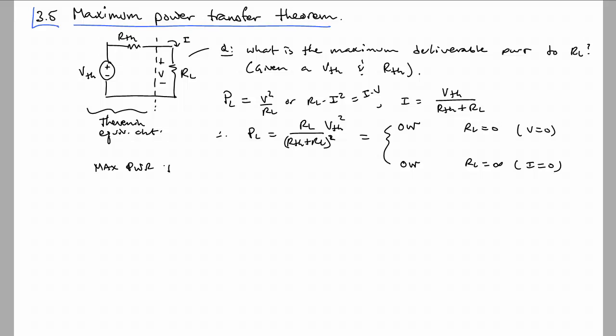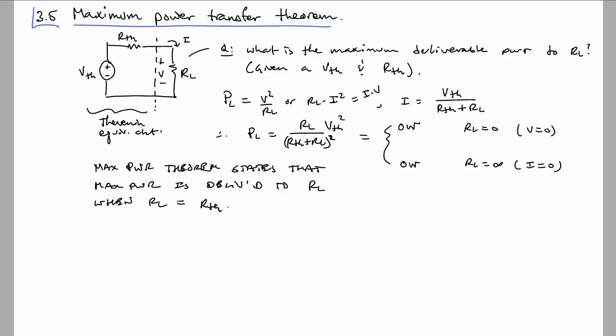Okay, and it turns out that the max power theorem states that maximum power is delivered to the load RL when RL is equal to the Thevenin equivalent resistance. So let's just go ahead and consider that value. If RL was equal to R Thevenin, then what would we have?